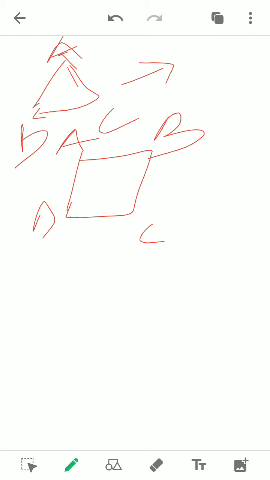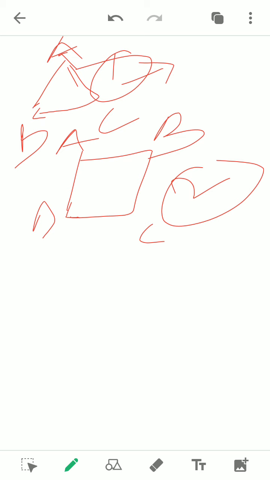This figure has more than two sides. The first one has more than two sides. The second one has more than two sides. So any figure where you see more than two sides, that figure is called a polygon. So in the same manner we will move ahead.